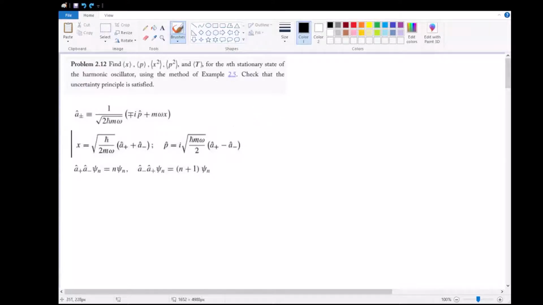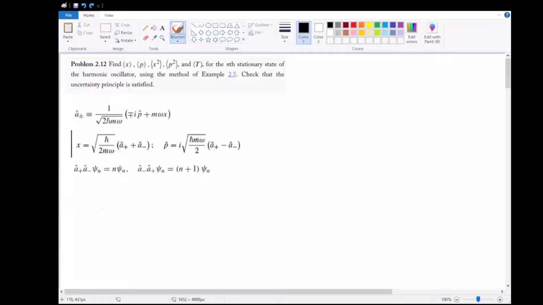And the method that we used in 2.5 was that we decomposed x and p hat into equations that used the ladder operators. So x could be described in terms of ladder operators as the square root of h bar over 2m omega multiplied by a hat plus plus a hat minus, and p hat was respectively a hat plus minus a hat minus, with an extra i term and the reciprocal of the square root of h bar m omega over 2. And then we took advantage of the fact that a hat plus and a hat minus acting on psi behaved in ways that we could predict using these formulas.